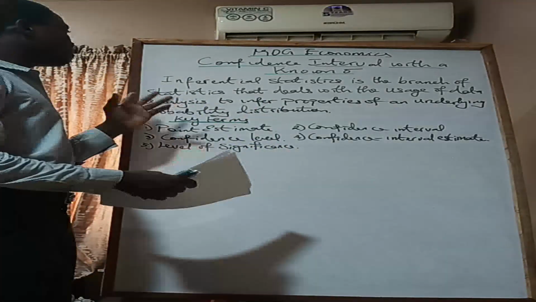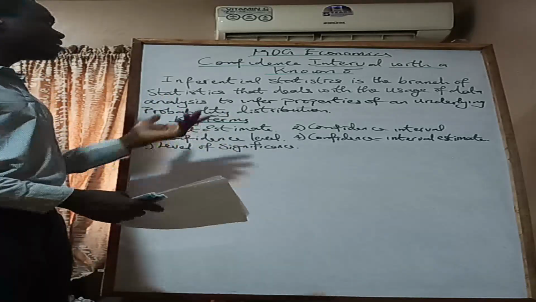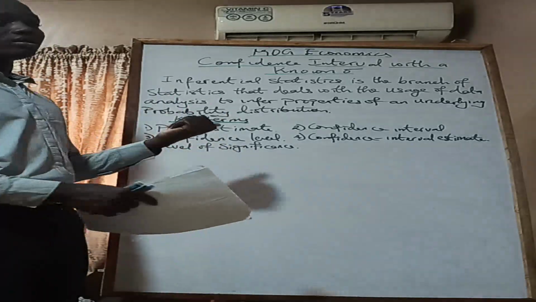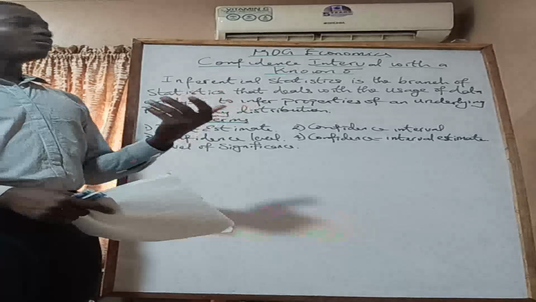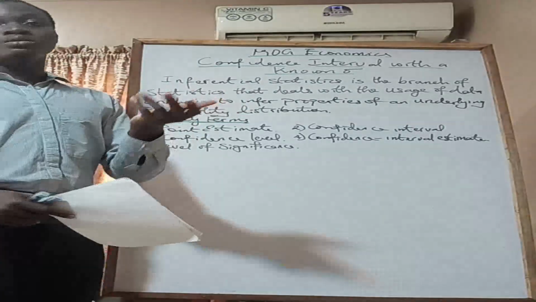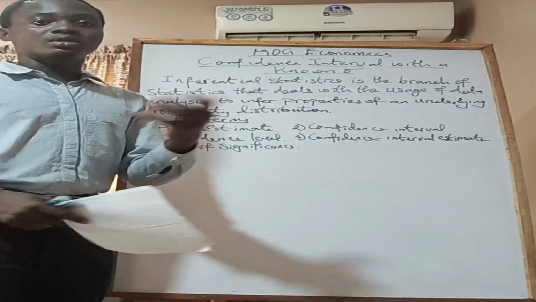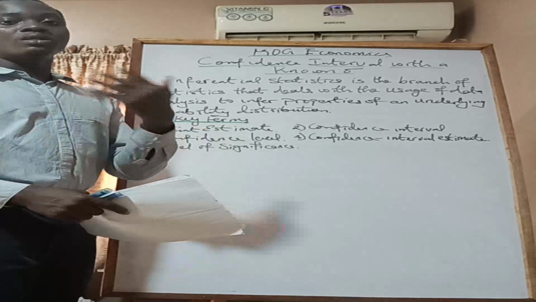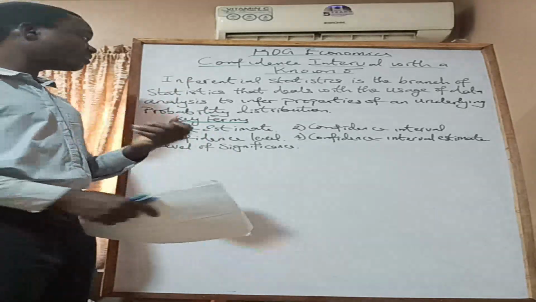Now, formally, inferential statistics is the branch of statistics that deals with the usage of data analysis to infer properties of an underlying probability distribution. Is it a normally distributed variable? Is it not normally distributed? Then you look at the underlying properties.